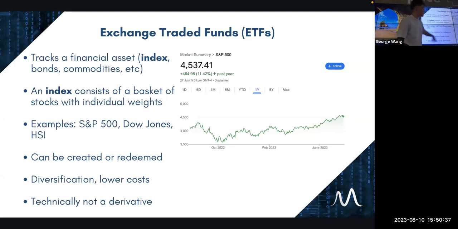And they're actually technically not derivatives because they do not depend on the price of an underlying asset, whereas they're literally the underlying asset. Does that make sense? So you're buying an ETF on an index, you're actually buying the stocks themselves. So it's not really a derivative. And yeah, this is the S&P 500 as an example. As you can see, it's not very volatile. This is every year, so it's quite stable.